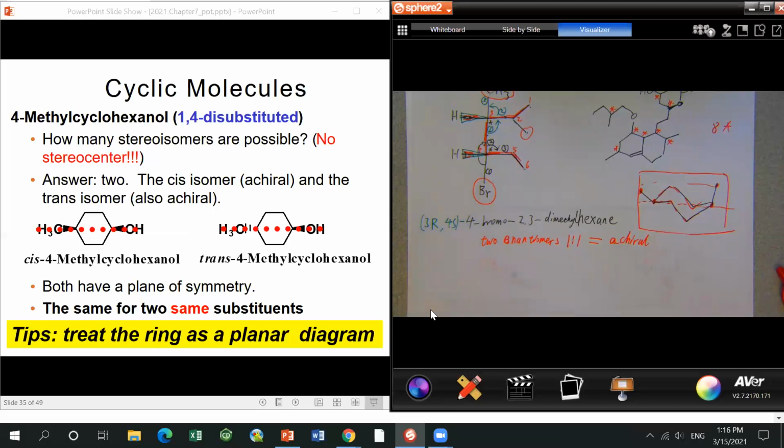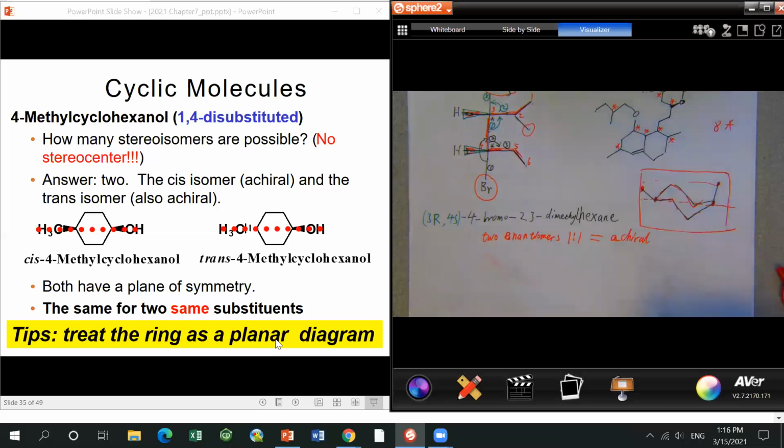If you try to assign chirality, as chiral or achiral, or try to assign RS for a stereocenter, or try to compare the relationship between two molecules, it is better to transfer the chair conformation to the planar structure, and that will make your life much easier. So let me give you one example. This was actually from an example quiz last year.